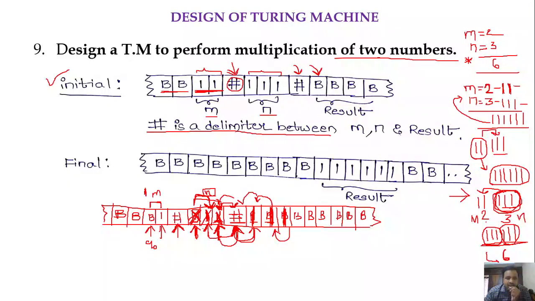So we have to move the head towards left to point to the next one which is there in m. While moving the head towards left, we will convert all x's to ones. Why? Because we have to start the second iteration. So while starting the second iteration, we have to convert these x's into ones again, right? Whenever we encounter x, we will convert that x into 1, and we will move towards left until we get a blank.